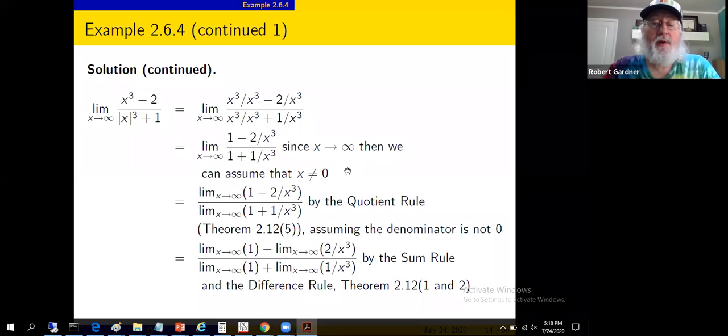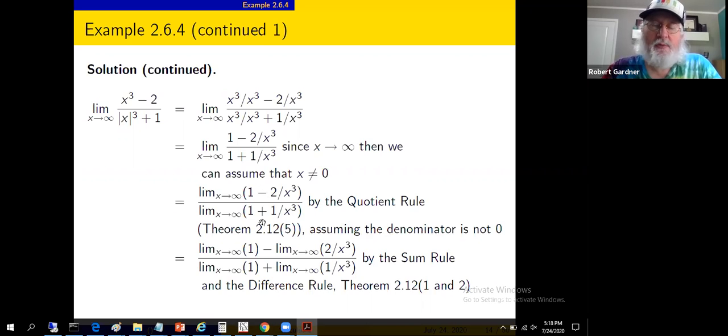The limit of a quotient is the quotient of the limits, as long as we don't get 0 in the denominator. I don't think you will. Let's take this limit and use the difference and sum properties.